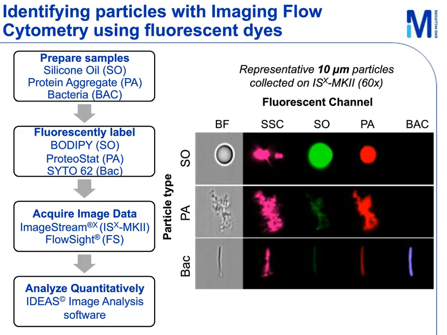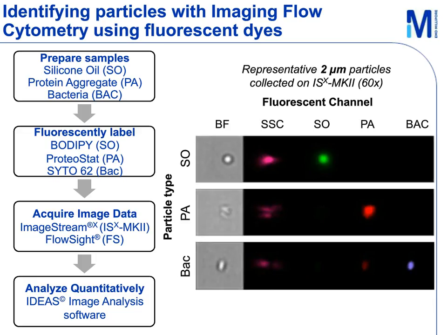In order to evaluate this, we took a look at smaller particles. Here, representative imagery of 2 micron particles collected from the same samples are shown. In this case, it's much more difficult to determine particle type based on the bright field imagery, although it still may be possible to make an educated guess.